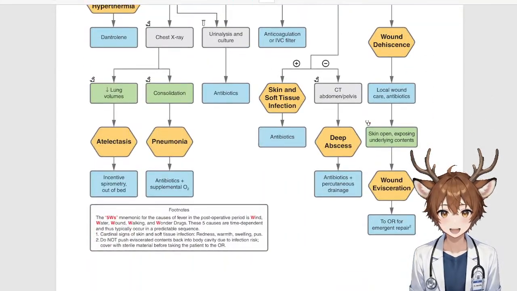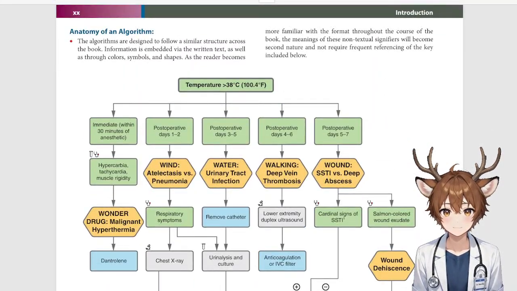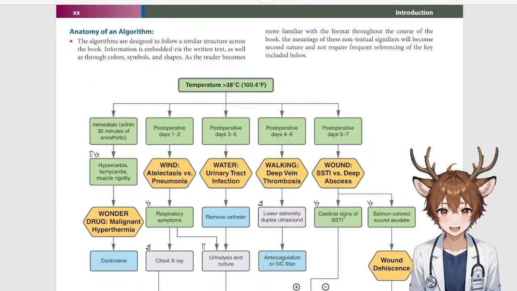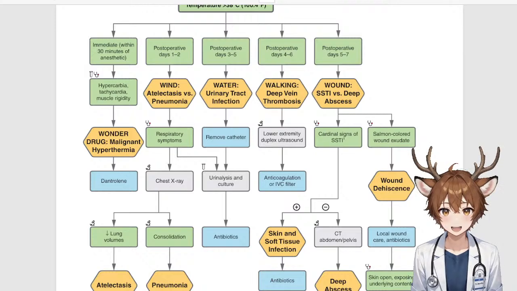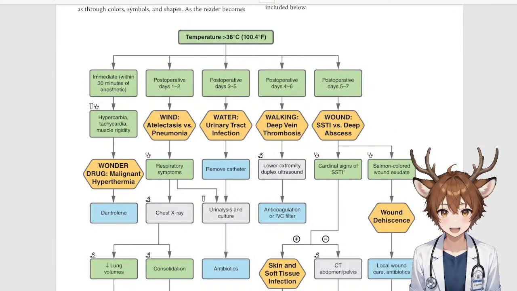So here's a little graph we have right here. So let's say for example, let's go for this. Temperature greater than 38 degrees Celsius or 100.4 Fahrenheit. Let's say for example, we're saying it's post-operative days 1 to 2.